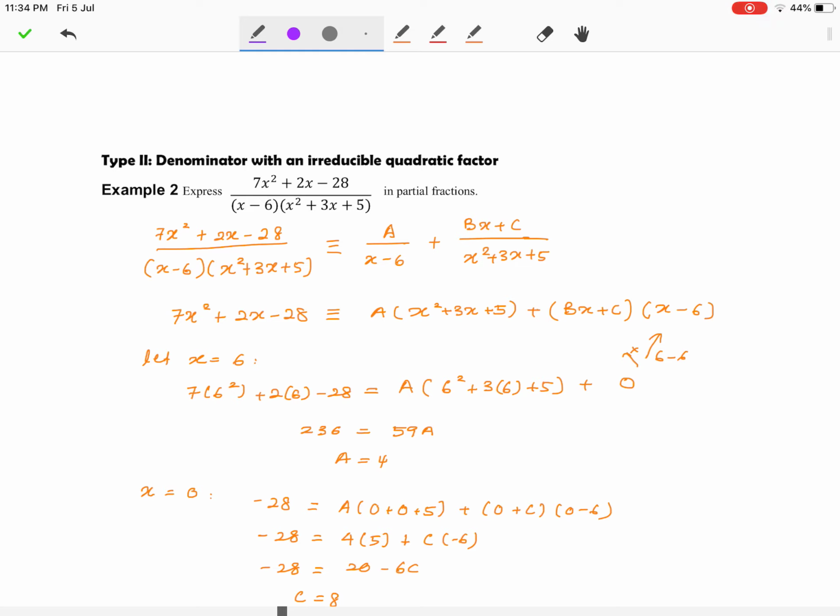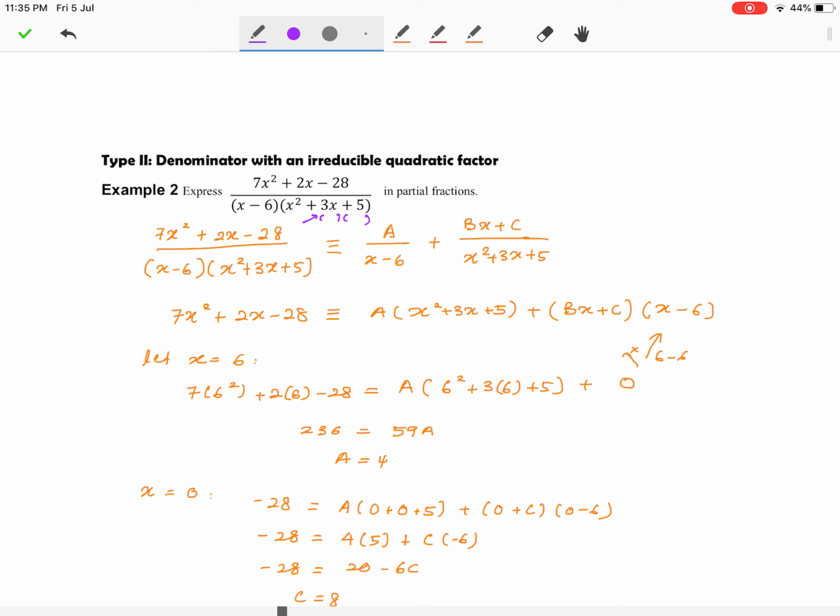Okay. So in this example 2, as you can see, now we have an irreducible quadratic factor, which is this one, because this one cannot be factored into two linear factors. That's why we call it an irreducible quadratic factor. Sometimes you could have an irreducible quartic and so on, depending on the question. So it's not necessarily a quadratic factor here, but most of the time, if it involves a cubic, you could at least factor one linear factor out of it.